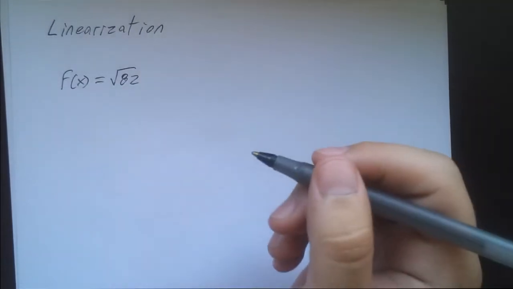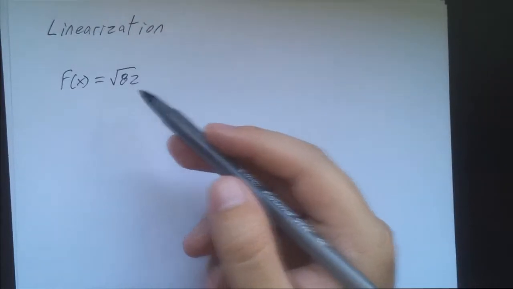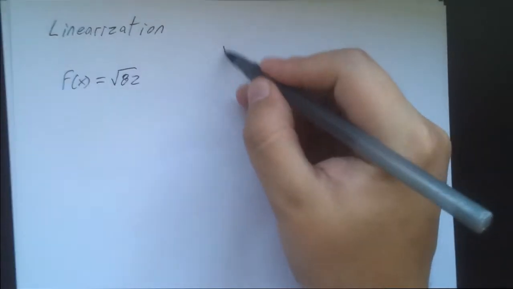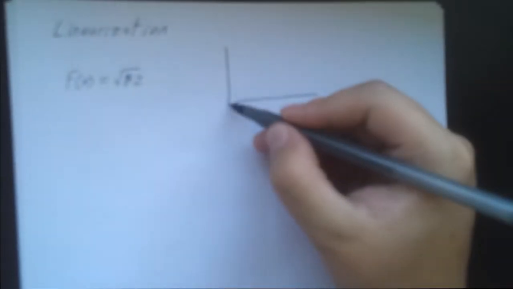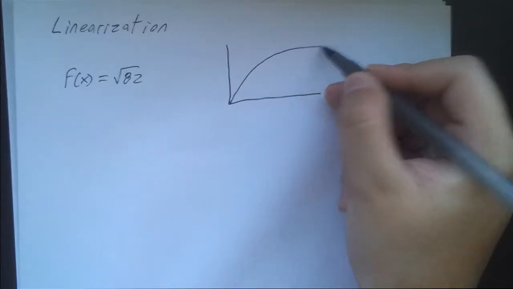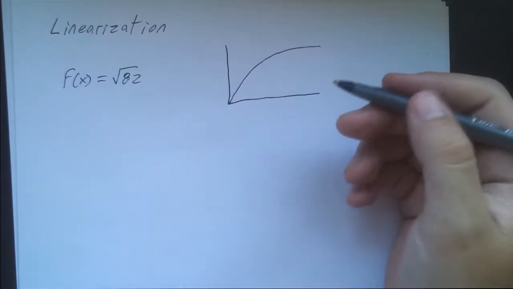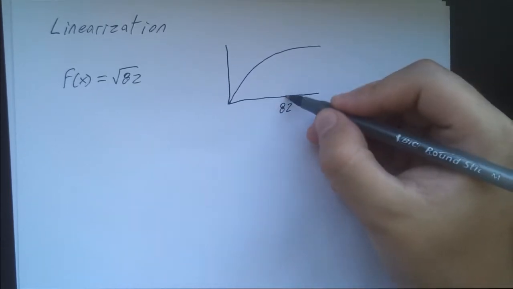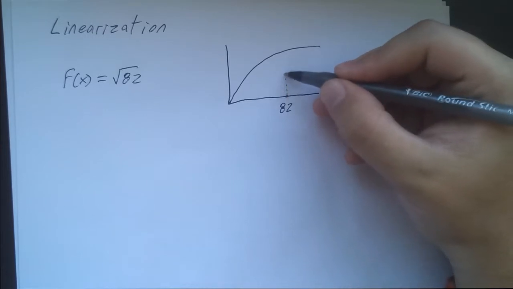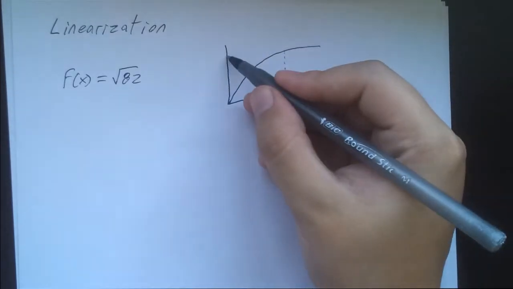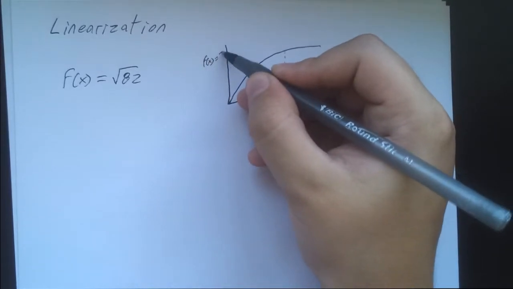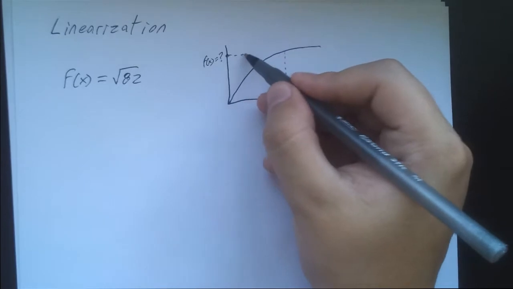Okay, let's try some linearization. Let's say that f(x) is equal to the square root of 82. Let's graph that just to have a little idea of what it is. This is the graph for the square root of x, and let's say that 82 is out here. What we are trying to find is this point right here. This is going to be f(x), which we don't know.